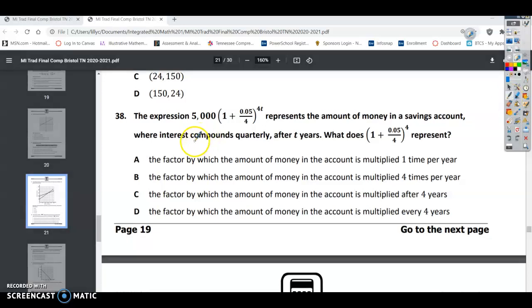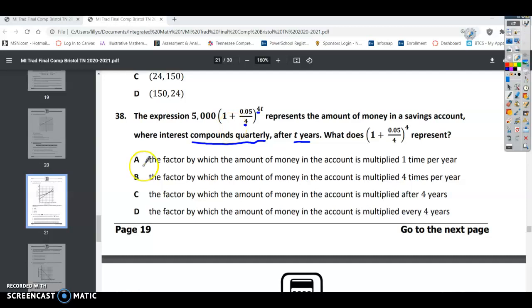All right, that's important, quarterly, because that's where the 4 here and the 4 here comes from, the number of compounds, after t years. So t represents the number of years. What does 1 plus 0.05 divided by 4 raised to the 4 power represent? So what does this inside part here represent?